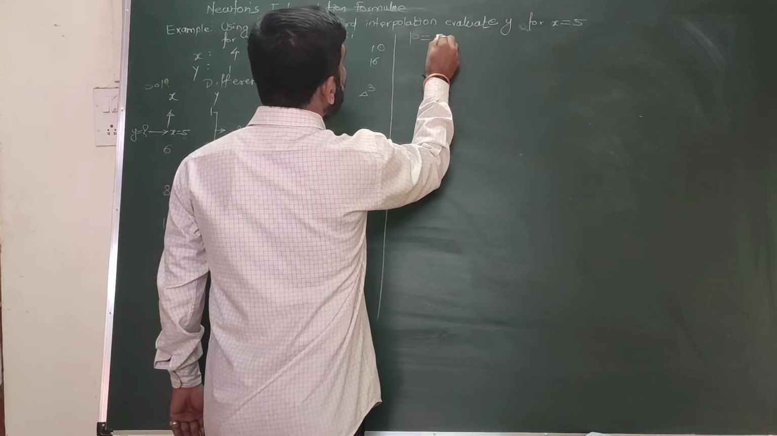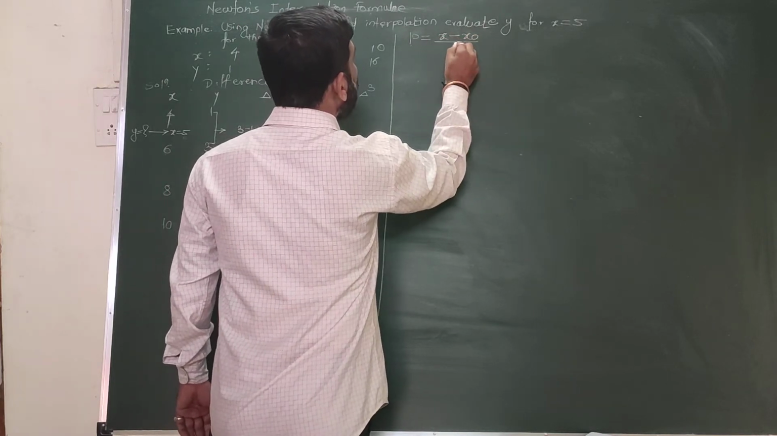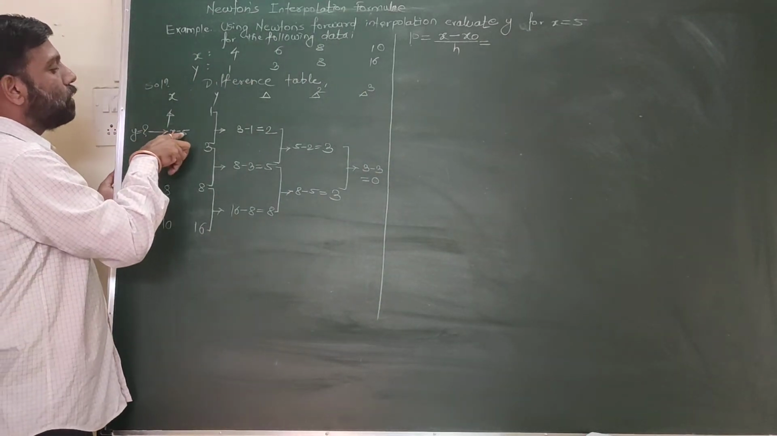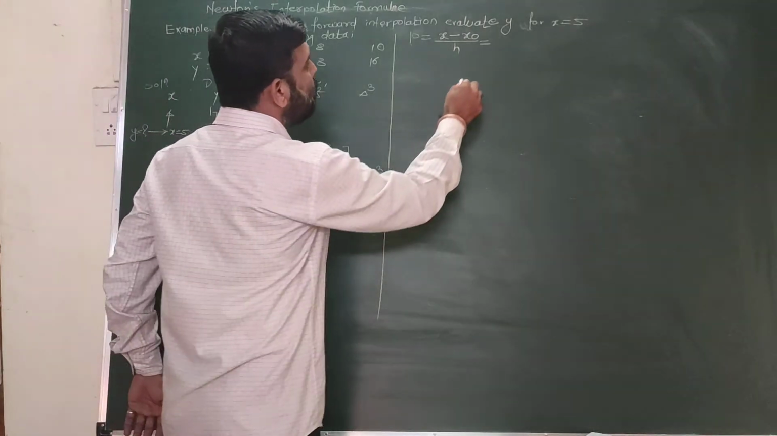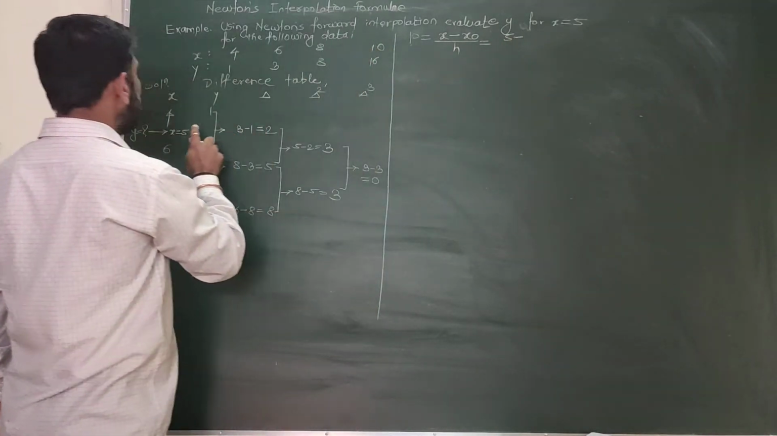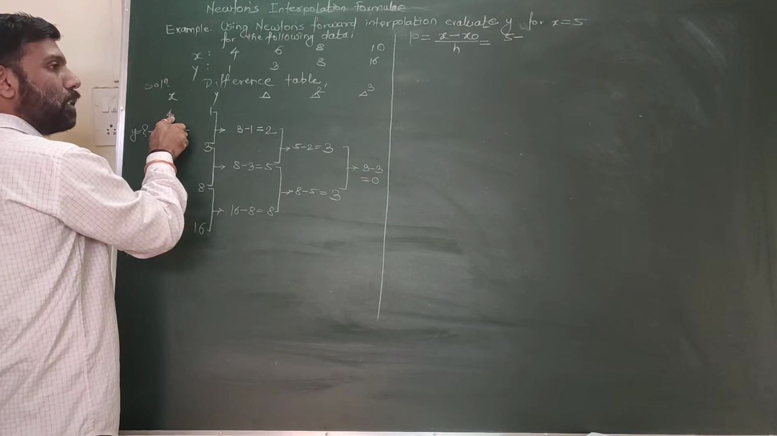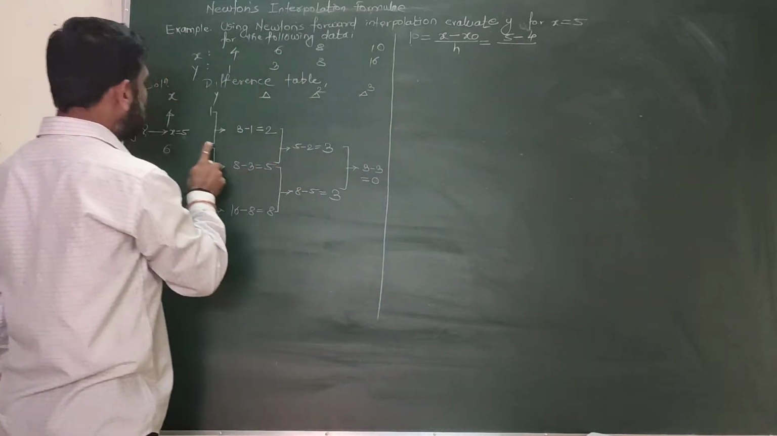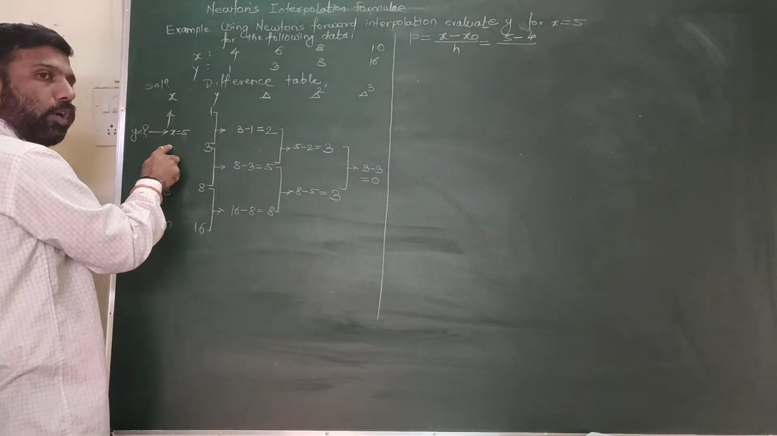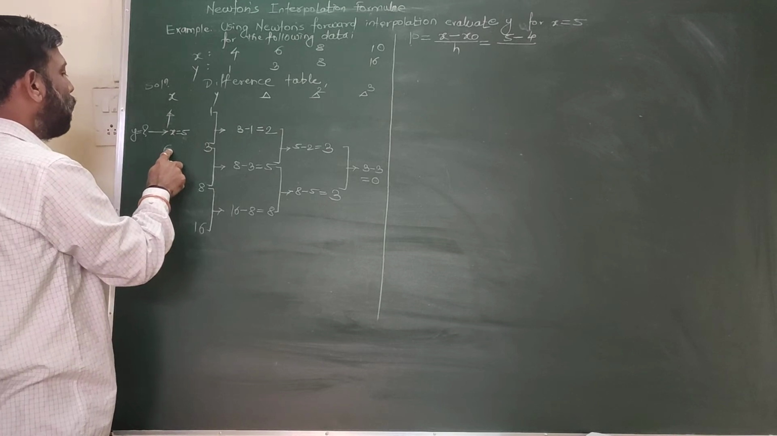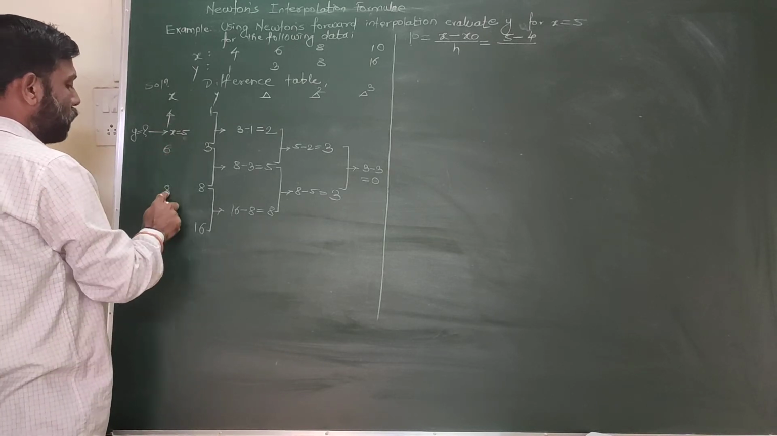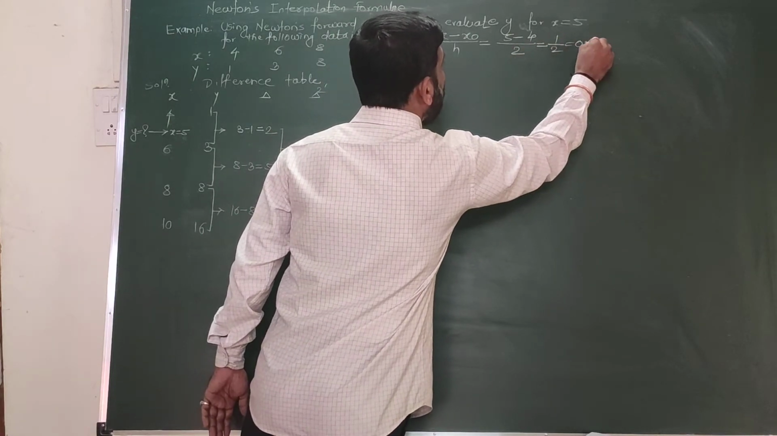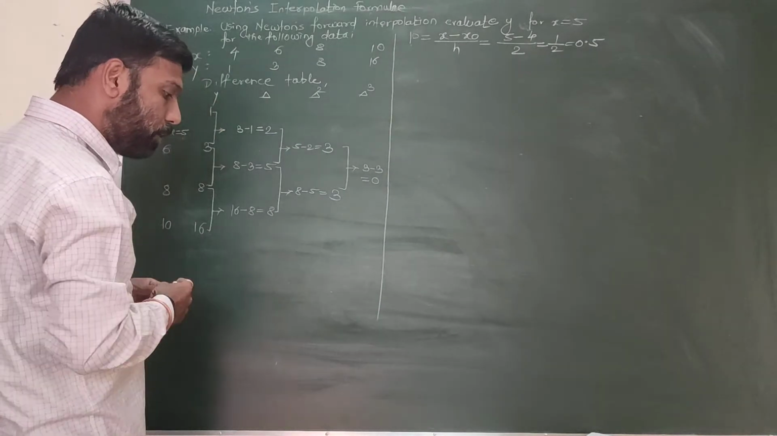Before that, we require the value of p, and we have written here the formula for p equals x, the value which we have to find, x equals 5, minus x0, the previous value of this, so x0 equals 4, upon h. h is the step size, or the difference between two consecutive numbers in the x column. So the difference is 2 in these two consecutive numbers. 1 divided by 2, so 0.5. This is the value of p.